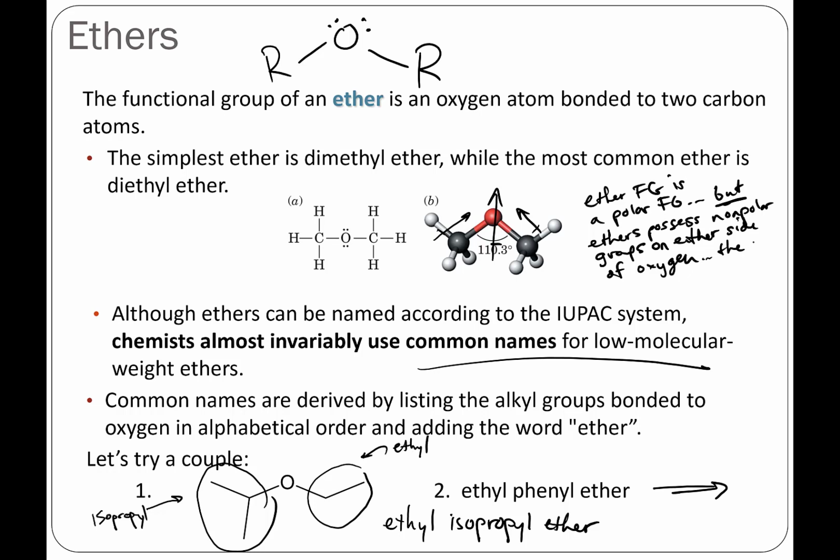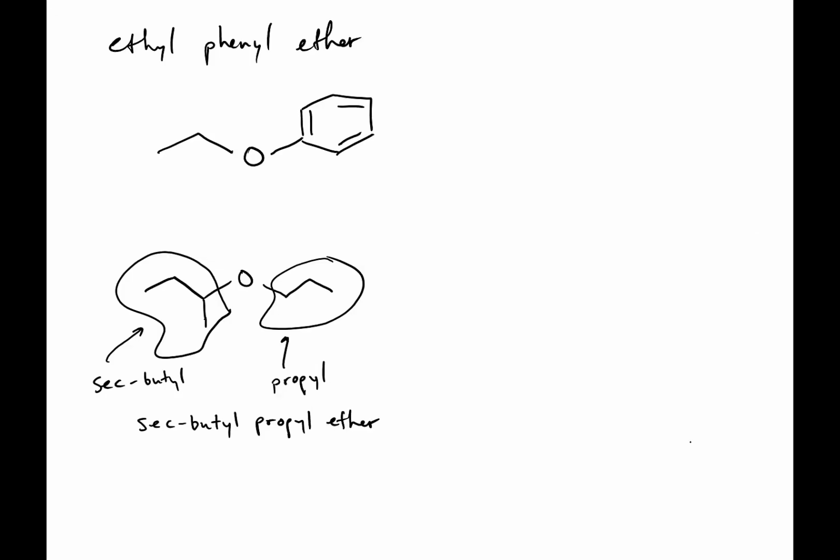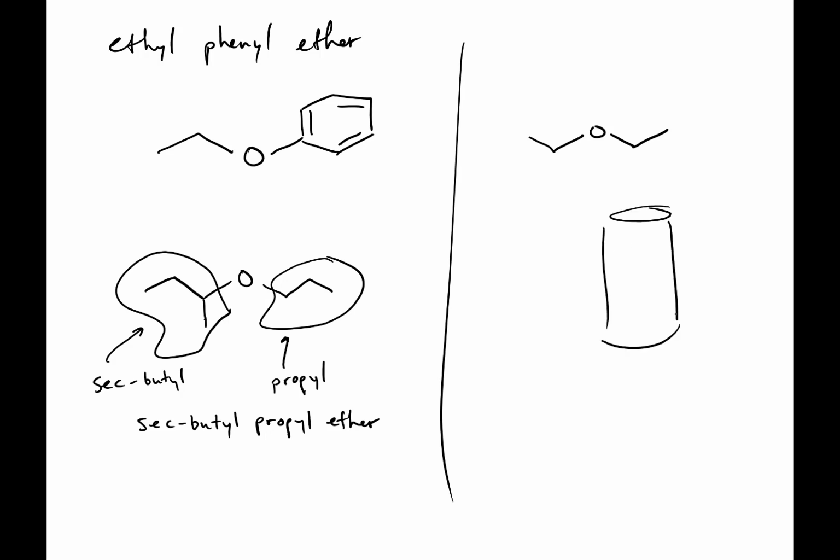And the larger those nonpolar groups are, the more ethers behave like hydrocarbons. Even small ethers, this is called diethyl ether. Relatively small ethers like diethyl ether, if you think about putting some diethyl ether in with some water, it actually forms two layers. So it's not at all miscible with water.